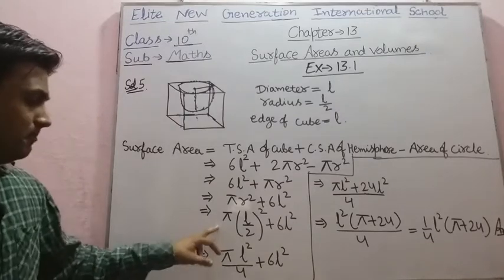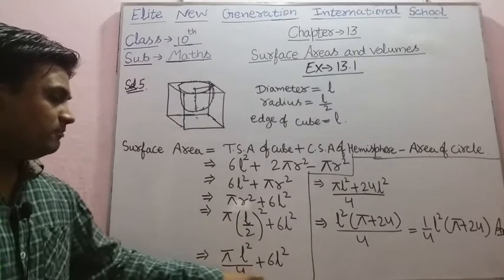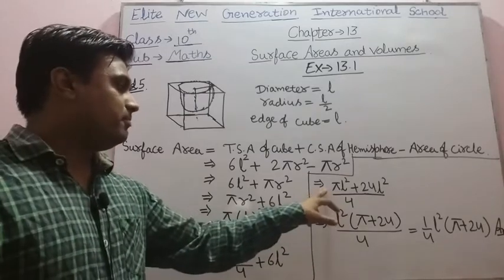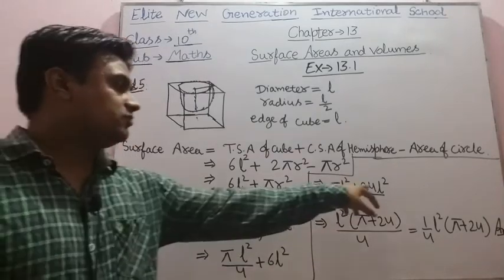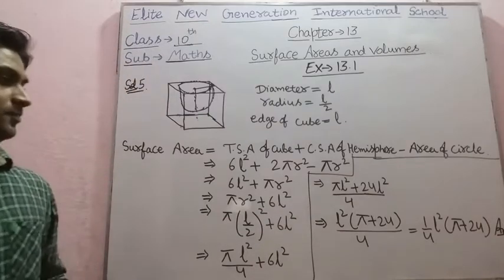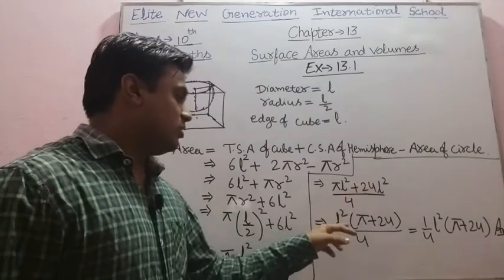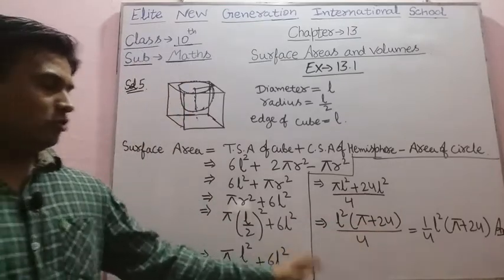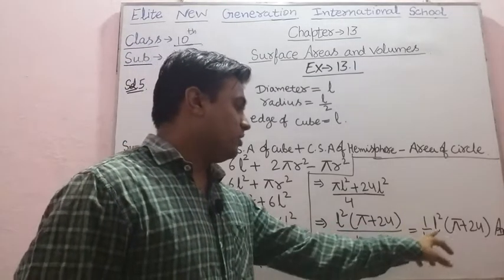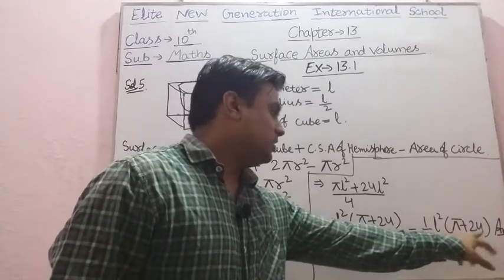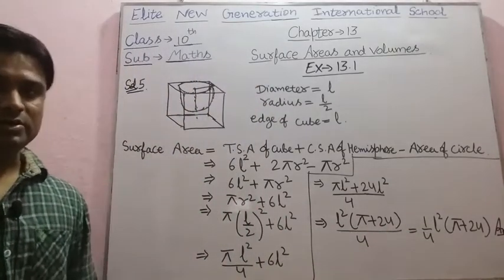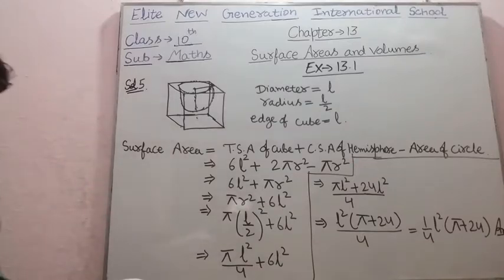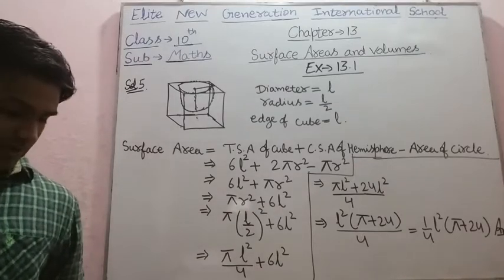Now here it will be pi L square upon 4 plus 6L square. So by taking LCM, LCM will be 4, it will be pi L square plus 4 into 6 will be 24L square, all upon 4. Now from this we can take L square as common, so it will be (pi plus 24) upon 4, and we can also write it as 1 upon 4 L square in bracket (pi plus 24). So this will be the answer. So in this way we can do this question, and the remaining questions you can also try. Now after this, the next question.